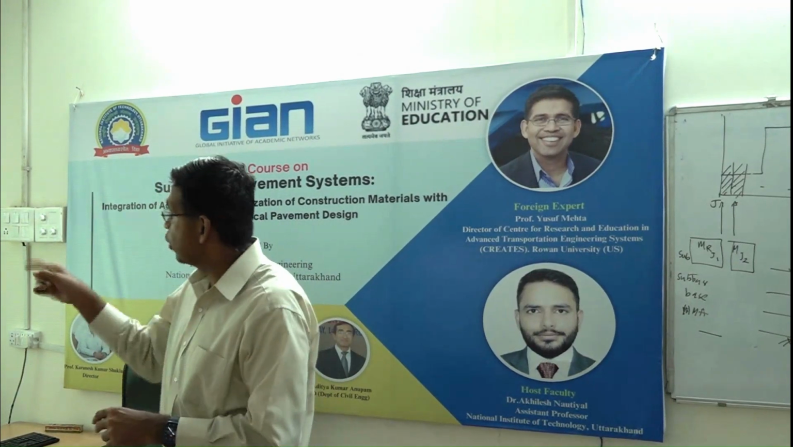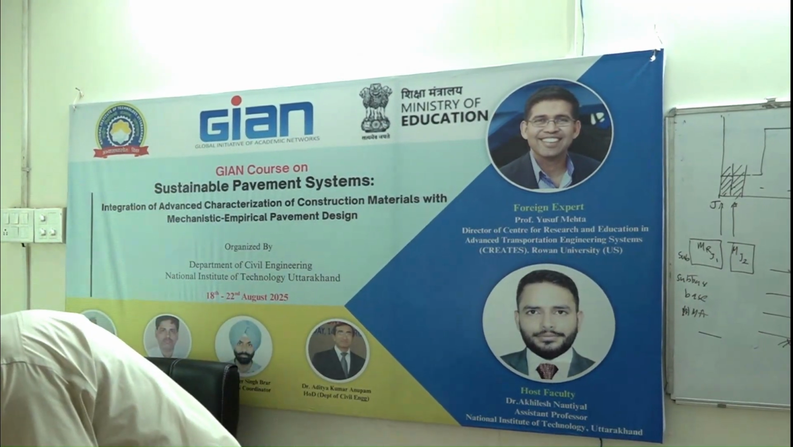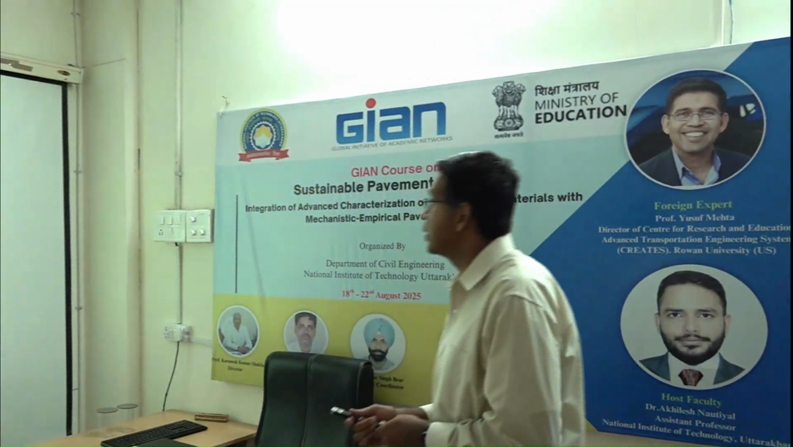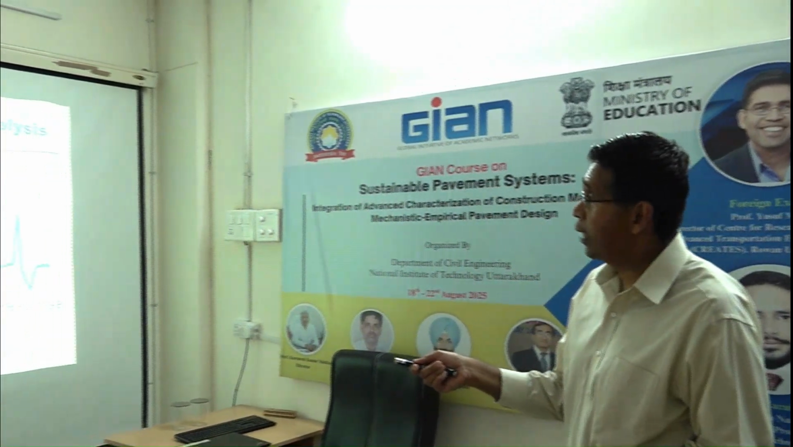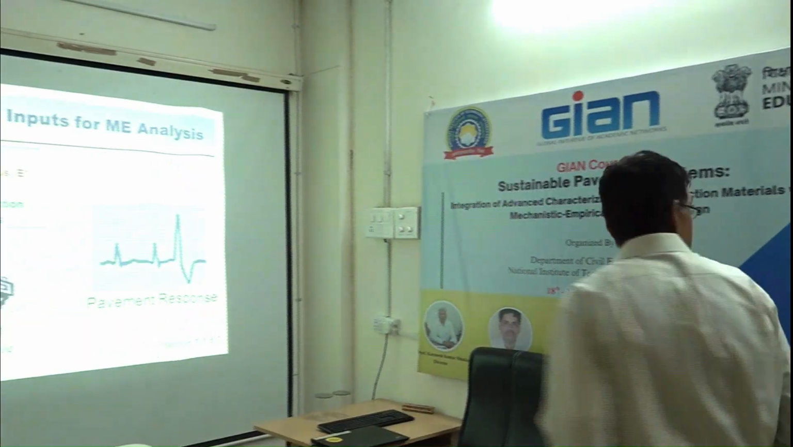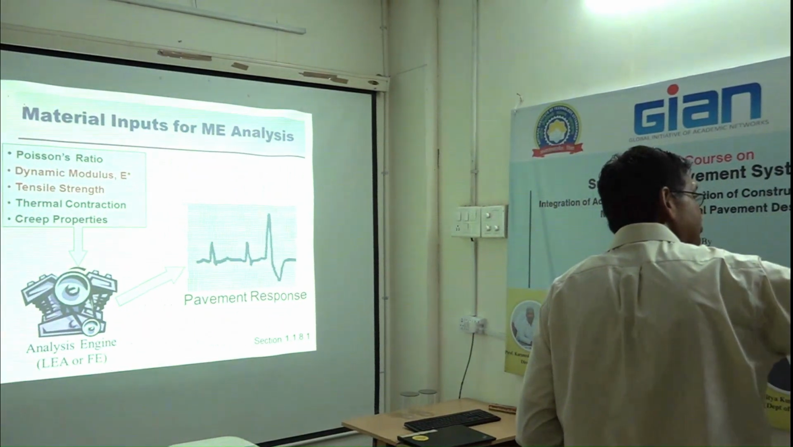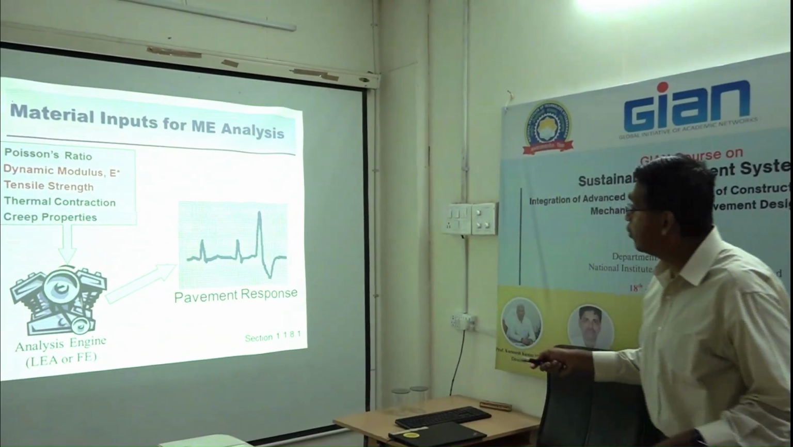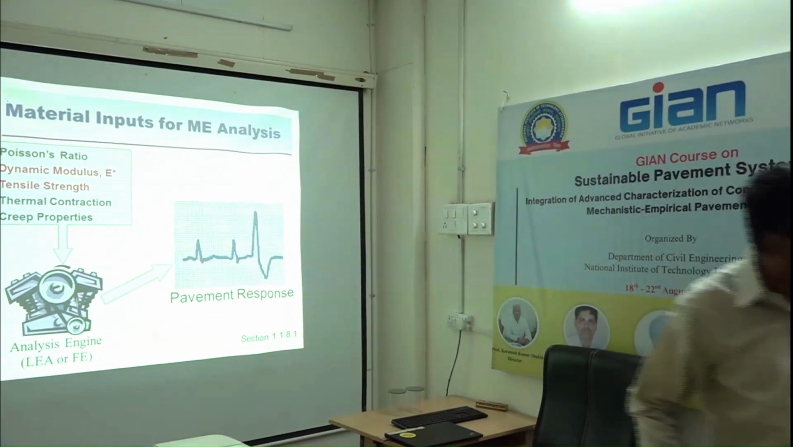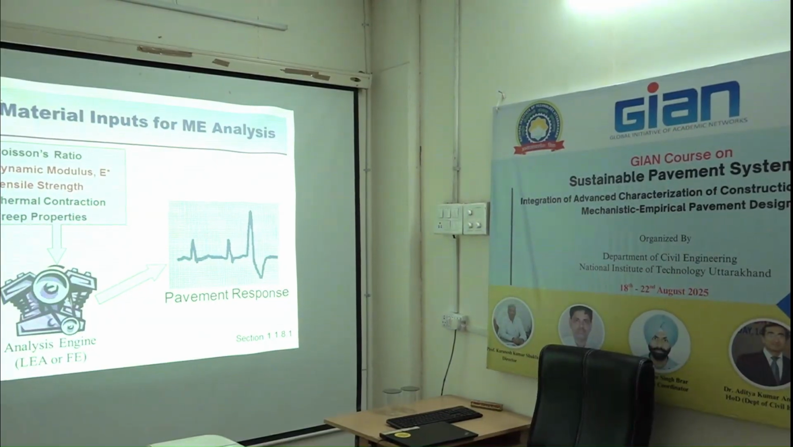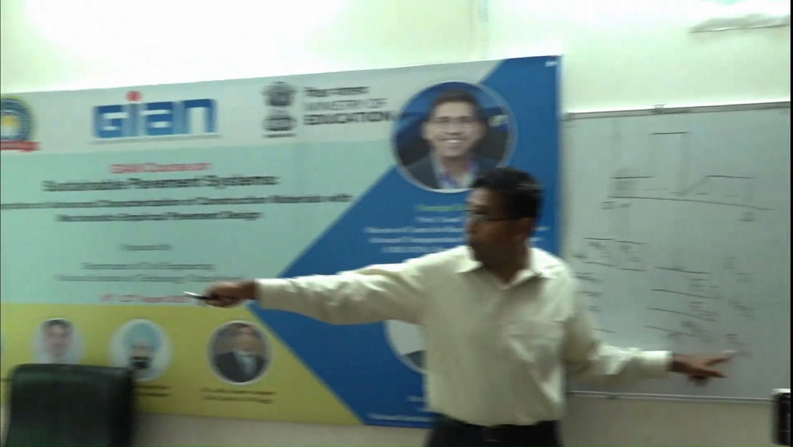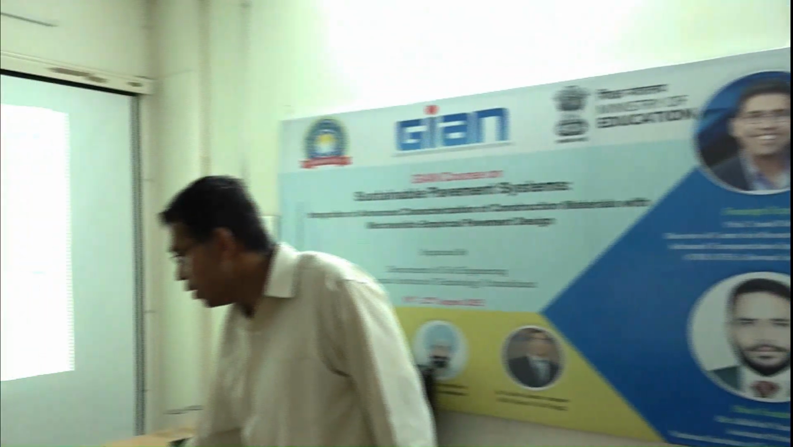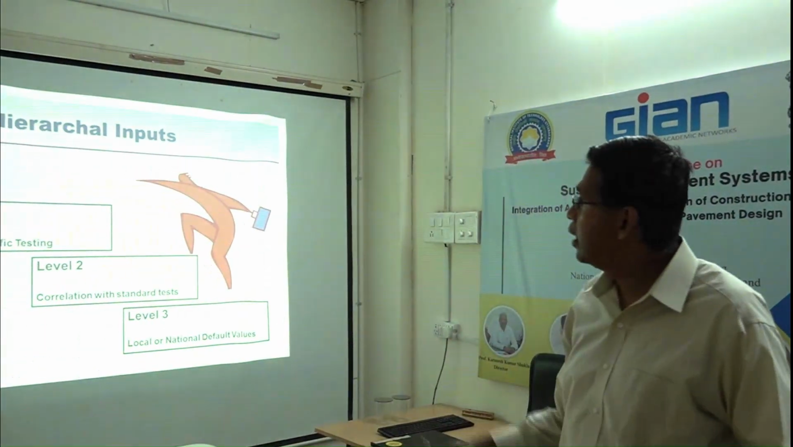Okay, let's look at this. Right here, you will look at dynamic modulus and tensile strength, thermal contraction, and you put them in the linear elastic analysis, which I just explained to you. That is your linear elastic analysis. This is good timing. So right here, you have the pavement response, and that is this delta 1, epsilon T, epsilon C. That is your pavement response for each of those days. Then you keep adding them, and then you have another.